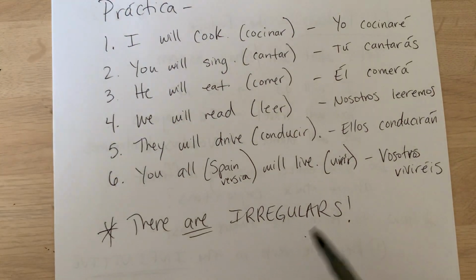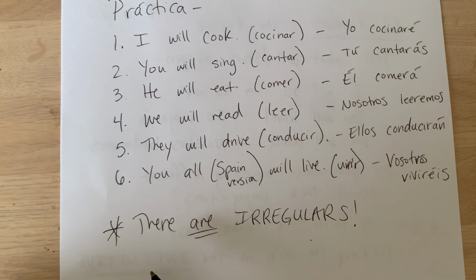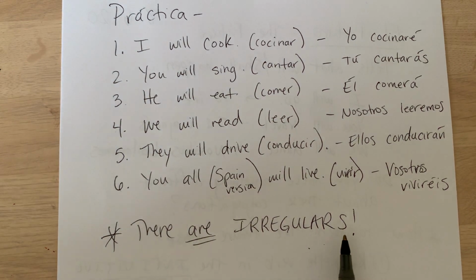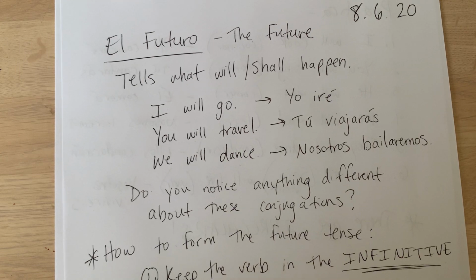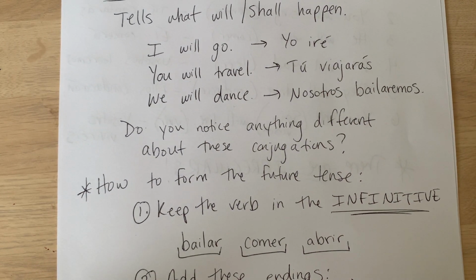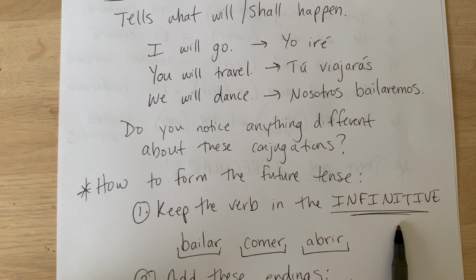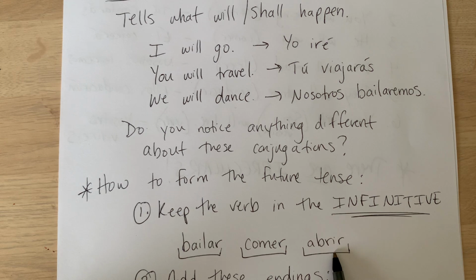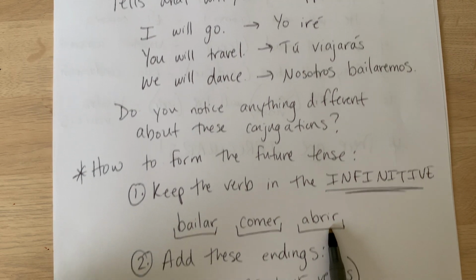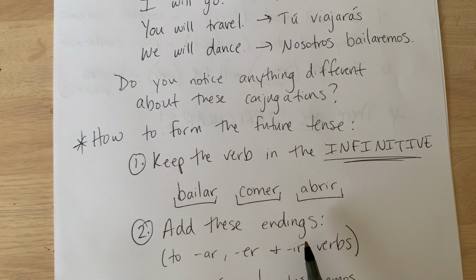Right, so yesterday we left off and I mentioned that there are irregulars. So we were looking at the future tense, and just quickly to review it, we form a future tense by keeping the verb in the infinitive form. So you do not drop the ending like you usually do in other conjugations. You leave it in the infinitive, and then you add these endings.